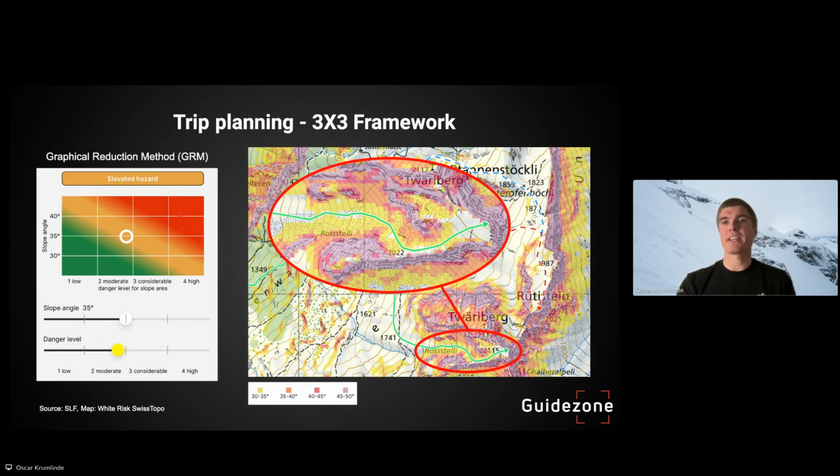We have the red areas, which is high danger. Travel in avalanche terrain is not recommended. And then we have this interesting gray zone or orange zone, which is referred to as elevated hazard or danger, and a caution with exclamation mark, as it is written in the model. So what does this mean? Well, it means that experience is required.